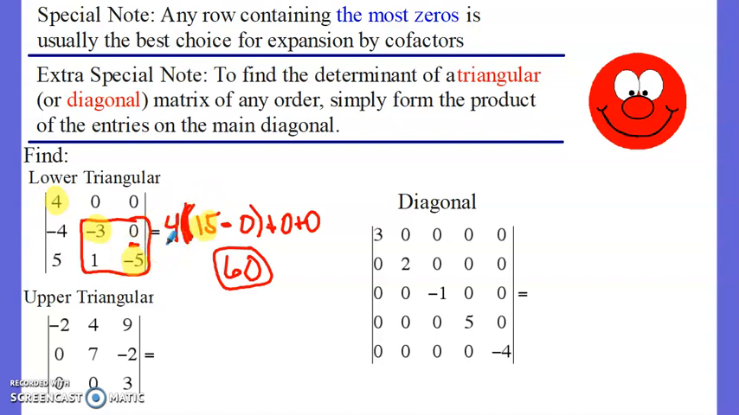Well, the same thing will happen if we have an upper triangular matrix. Again, if we kind of just pick this column here, we get that double 0 thing going on, or you could go with the row 3, get that double 0 thing going on. But essentially, it just comes down to -2 times 7 times 3, and you'll end up with -42.